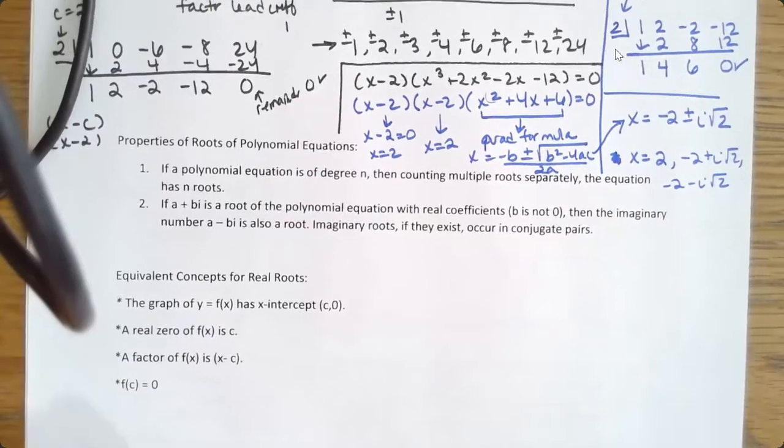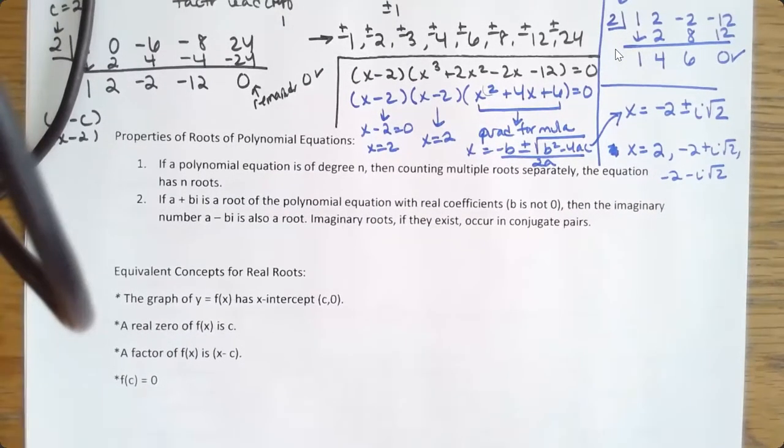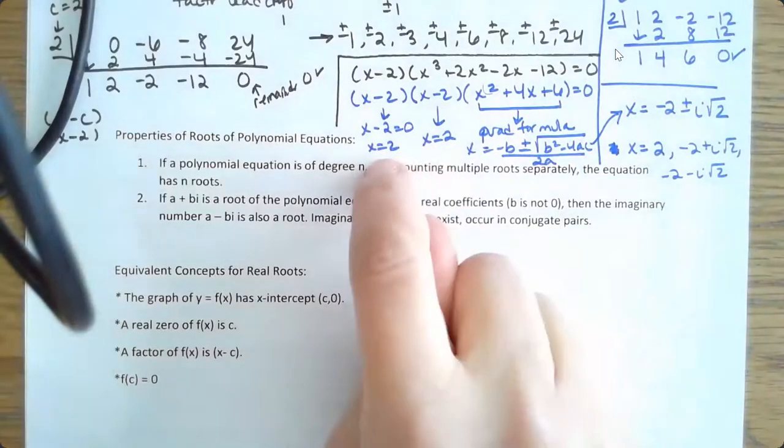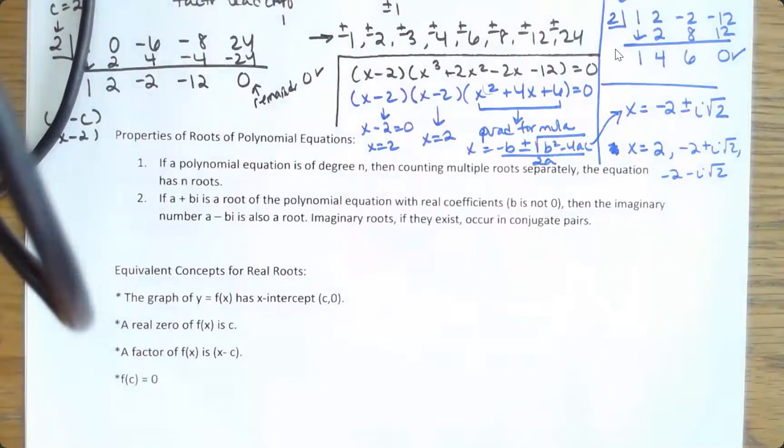All right, let's try to put a lot of these rules together now and synthesize everything, hopefully. So here are some additional properties of roots of polynomial equations. The first, and I've mentioned this before, is that if a polynomial equation is of degree n, and you count multiple roots, like we did here, so 2 and 2, it's obviously the same answer, but we count it as 2 roots, then the equation has n roots. So your degree can tell you how many solutions you should expect.